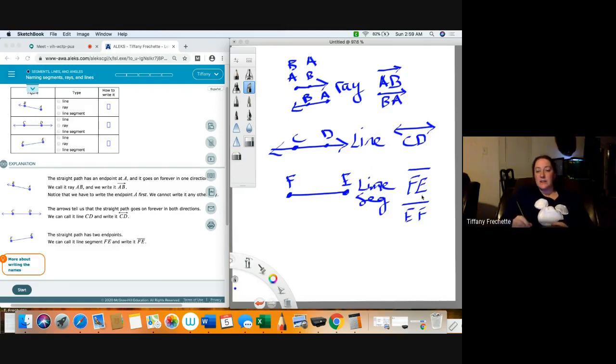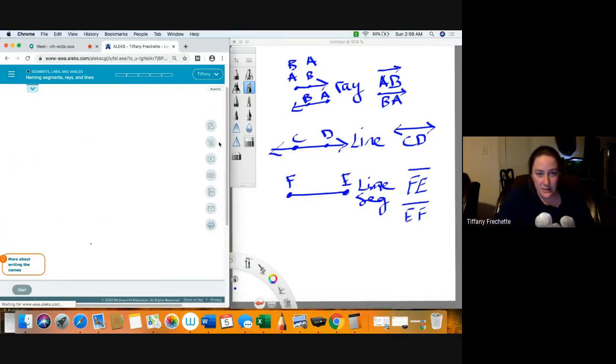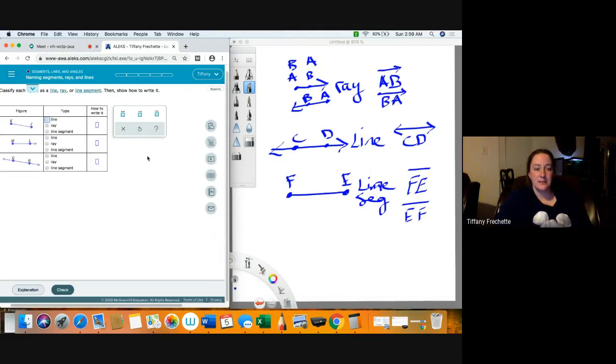And actually, that's the same for CD. You could say DC. Doesn't matter which direction you go on that one. The only one that really matters on direction is ray. The point has to be above the same letter as it's labeled. So that's where the ray has to start. You always start the point and move to the other letter. All right, so let's go ahead and get started on this one so we can see where these fit.